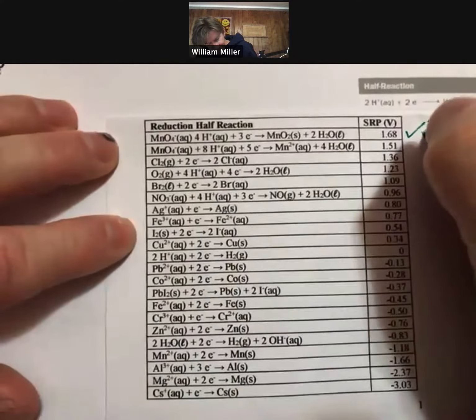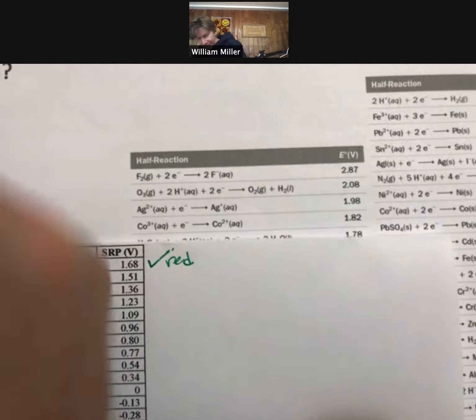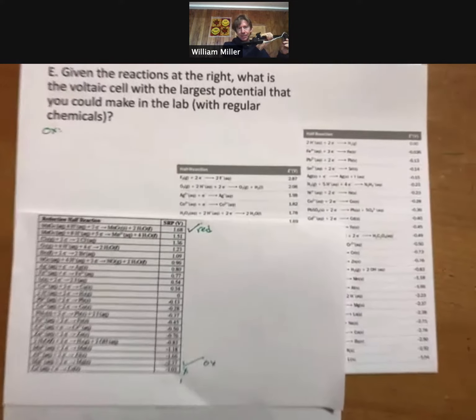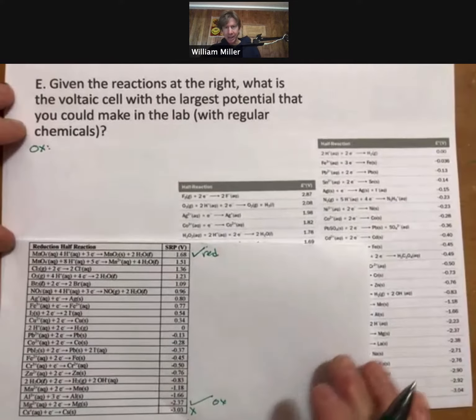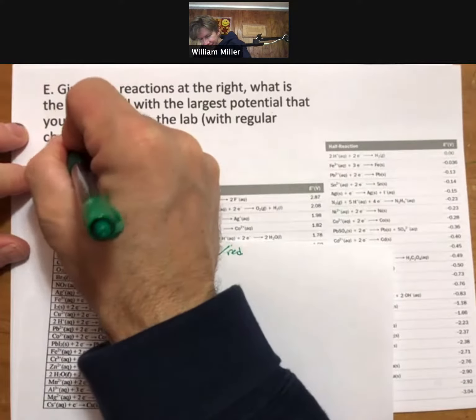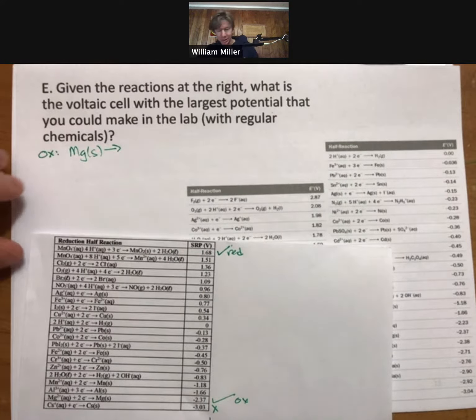This is going to be our oxidation, so we're going to be turning it around to get a positive 2.37 volts. And if this were a homework problem, you would see a list of materials and you would have to pick which reactions you could do with them. But this is just a very general question. Let me see here. So I'm going to write typically my oxidation on top. And my oxidation half reaction is going to be magnesium solid goes to magnesium ions plus 2 electrons.